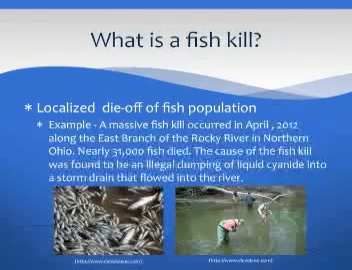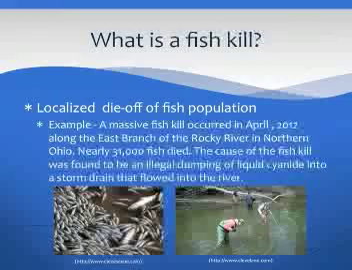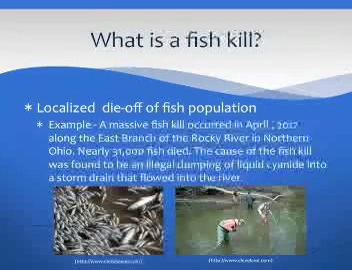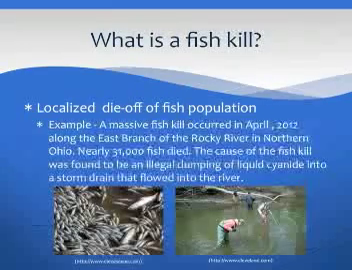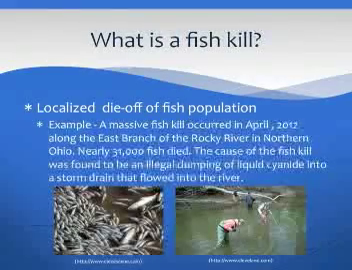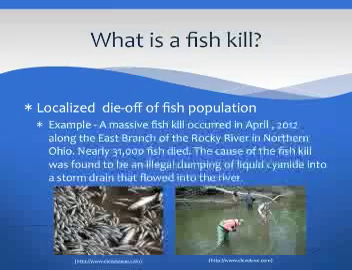On the eastern branch of the Rocky River, located right outside Cleveland in northern Ohio, an estimated 31,000 fish were found dead. The cause of this fish kill was found to be an illegal dumping of liquid cyanide into a storm drain. Cyanide is used in precious metal production and is highly toxic.